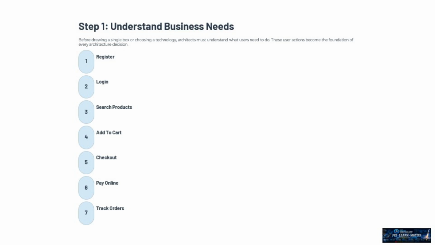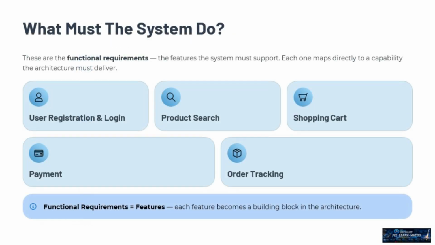Before drawing any architecture diagram, we need to understand what users want to do. In our shopping platform, users need to register, log in, search for products, add items to a cart, make payments, and track orders. These user activities become the foundation of our architecture decisions. Functional requirements describe what the system must do. These are the actual features users expect. Registration, login, product search, shopping carts, payments, and order tracking are all examples of functional requirements.